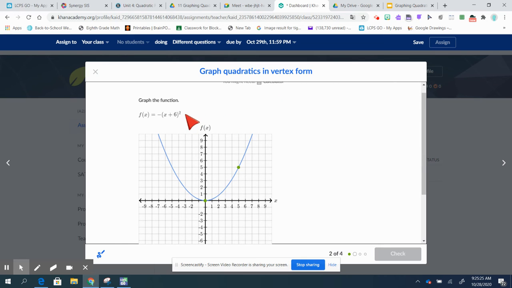You can see that we have an h value, but we do not have a k. So that just means our k is 0. So for our vertex, this is a plus 6. We're going to do the opposite of what we think. So we're going to move it over here to negative 6.